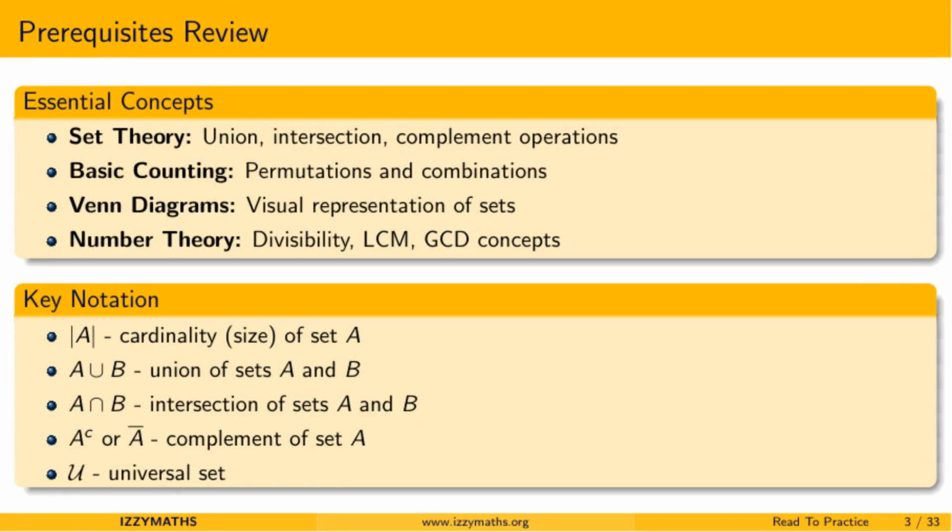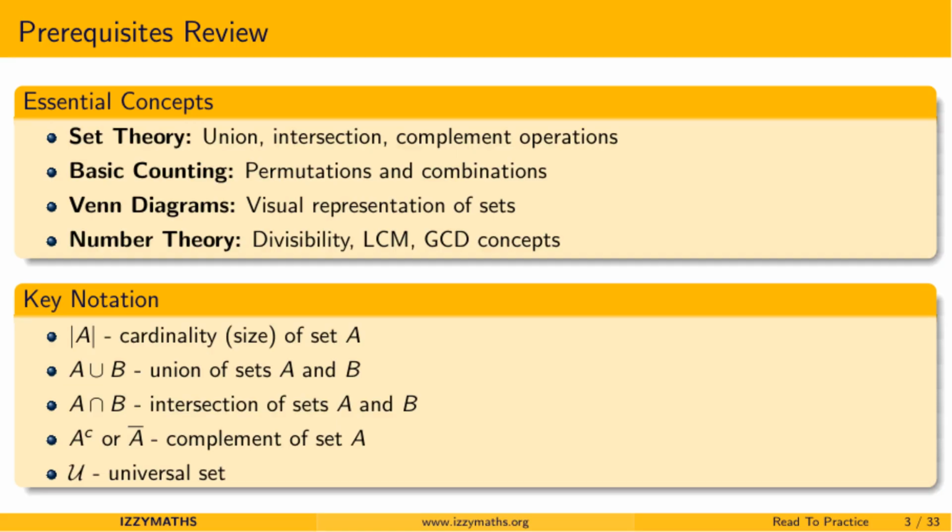Before we dive into inclusion-exclusion, let's review the essential concepts you'll need. From set theory, we need union, intersection, and complement operations. Basic counting principles, including permutations and combinations, are fundamental. Venn diagrams will help us visualize set relationships, and some number theory concepts like divisibility, LCM, and GCD will be crucial later. Let's clarify our key notation.